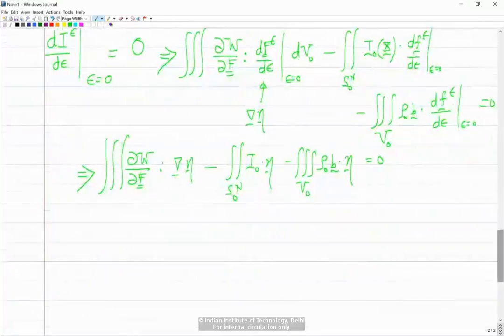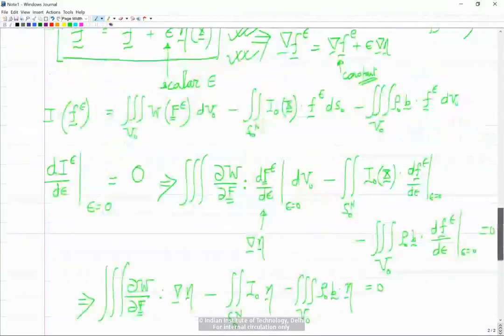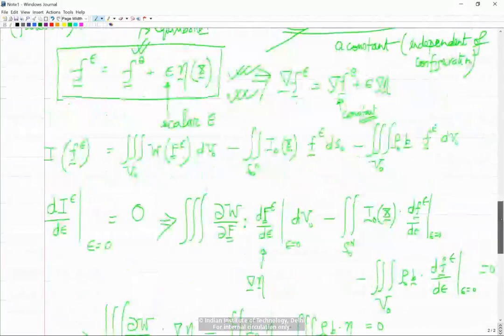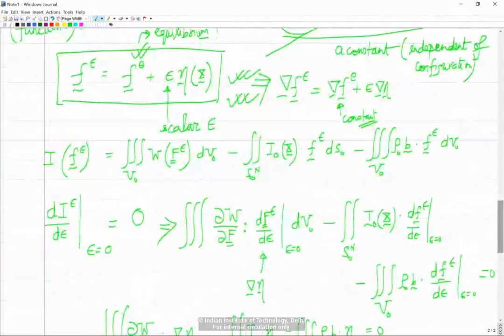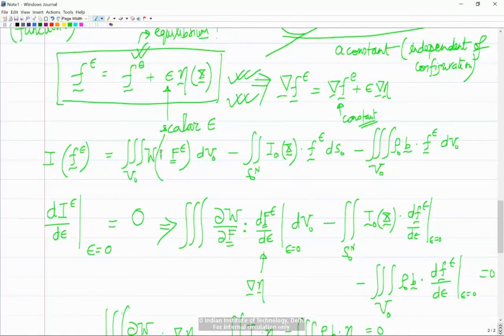Sir, in the first term, why did you not write del W by del F epsilon, you only wrote del F, when you applied the chain rule? Yes, look, it's the same thing: we are just thinking that W is just a function of big F, but it has to be evaluated at F equal to F epsilon. W is always a function of big F. It's just that it has to be evaluated at F equal to F epsilon. So I can write this a little differently here. W at big F equal to big F epsilon.